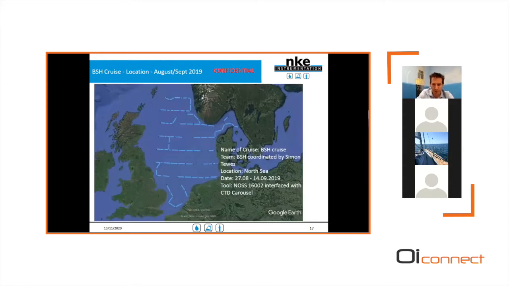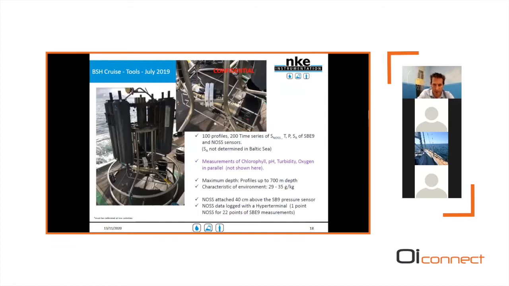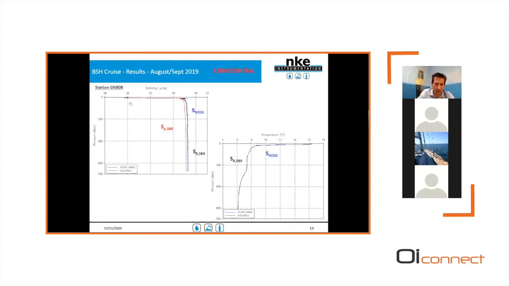So I present another campaign with the node sensor in the North Sea, but the difference is that we achieved 100 profiles with the node sensor up to 700 meters depth in an environment between 29 and 35 grams per kilogram in salinity. So the parameterization of the nodes was the same. So I plot some examples of stations.